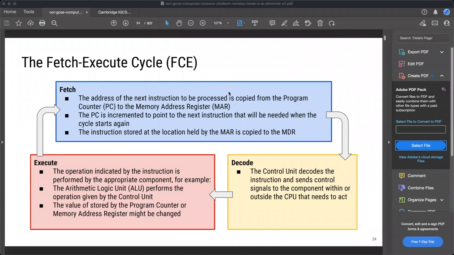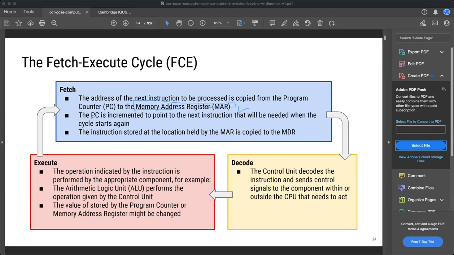This meeting is being recorded. So you can see how the fetch execute cycle works. First the instruction is fetched and it is passed to the program counter. The program counter stores our instruction where? Into MAR. Where? Into MAR. MAR means memory address register.